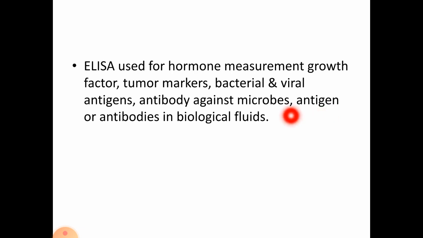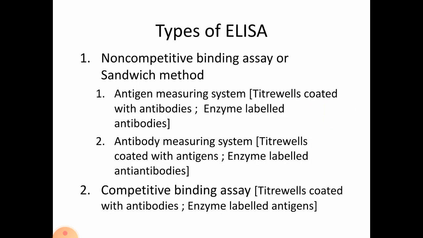ELISA application: mainly it is used for hormone measurements, growth factors, tumor markers, bacterial and viral antigen-antibody tests against microbes, antigens or antibodies in biological fluids. So, it is used in assays of hormones and growth markers and also tumor markers. Then it is also used for detection of various bacterial and viral antigens or antibodies. Now, you need to explain the different types of ELISAs.